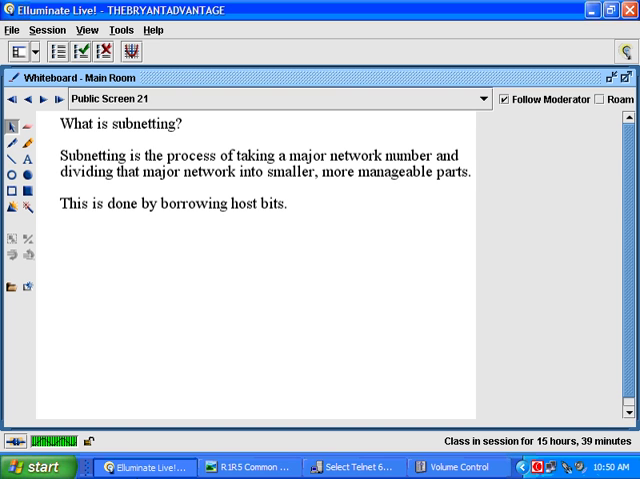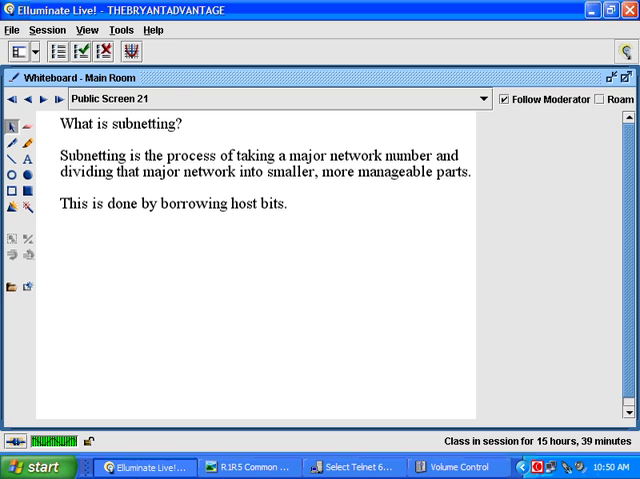And this is done by borrowing host bits. And those of you who got your CCNA recently, you know the rule. You never, ever, ever borrow network bits for subnetting. Can't do it that way. Subnetting is really just like taking a pie and cutting it into slices. That's all you're doing. You're cutting it into slices.